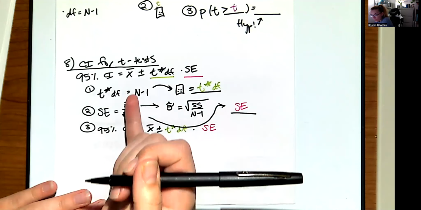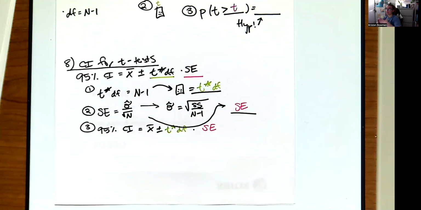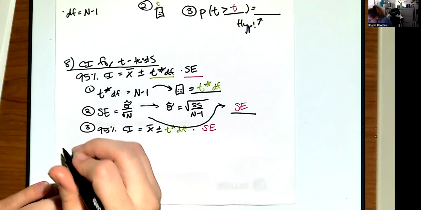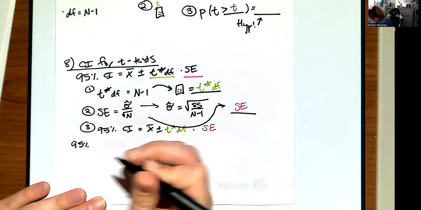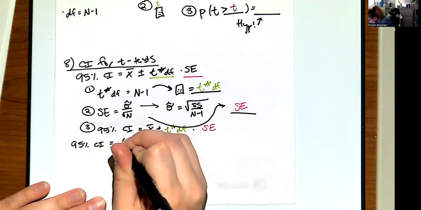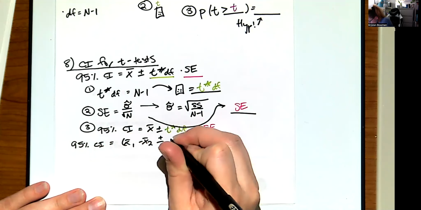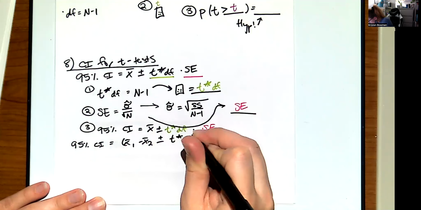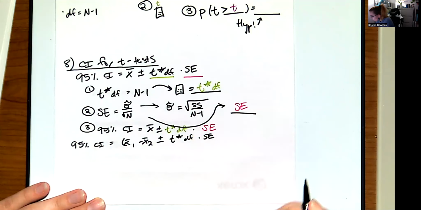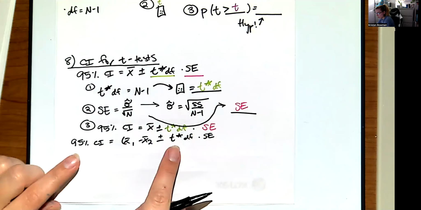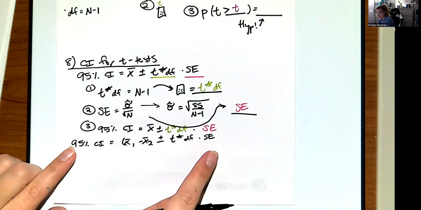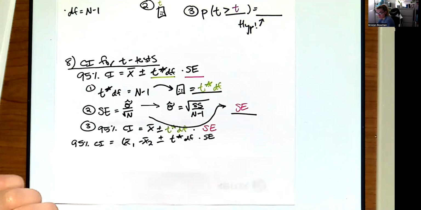So if we have 2 values for X bar and we want to see what the difference is, we can do it like this. We are 95% confident that X bar 1 minus X bar 2 plus or minus T star DF times SE. Well, to solve T star DF, you'd go up here. To solve standard error, you'd want to think about that, right? Think about what that means when you have 2 groups. Think about what that equation would look like.